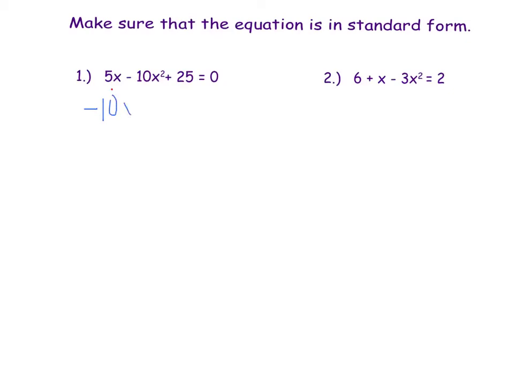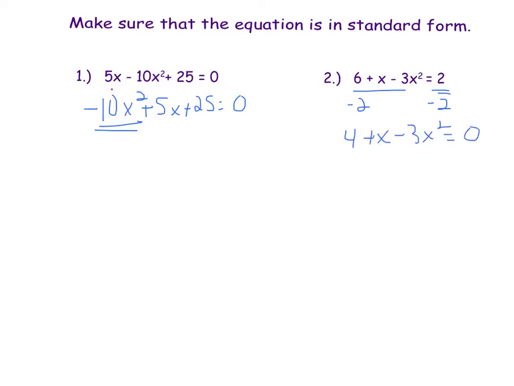So it would be negative 10x squared plus 5x plus 25 equals 0. So it's equal to 0, and now the x squared is my leading term. Here they're out of order, plus it isn't equal to 0, so I'm going to subtract 2. So now I have 4 plus x minus 3x squared equals 0. Now that part is fixed, but it's still not in the correct order. So we have to put it in the correct order.